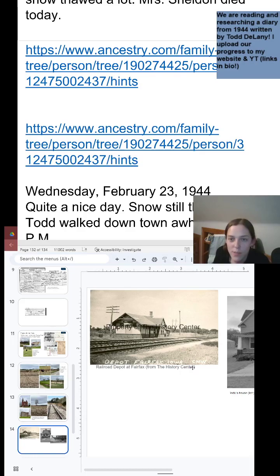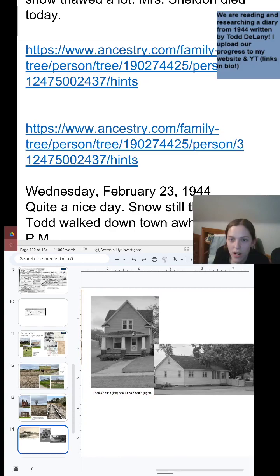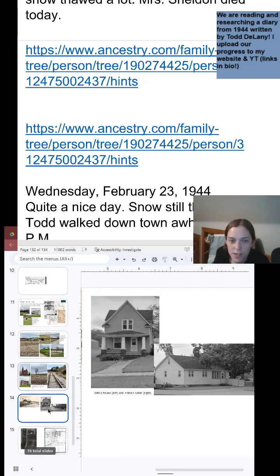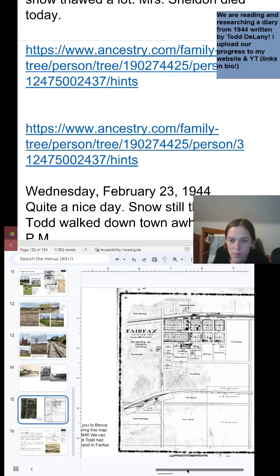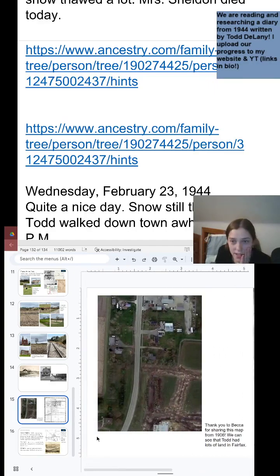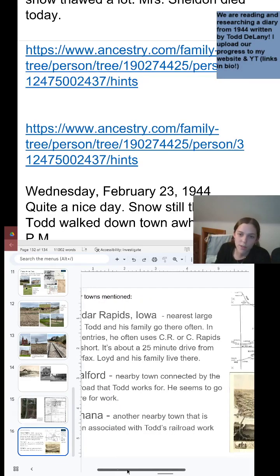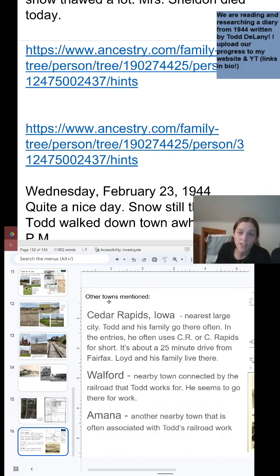This is the railroad depot. I found that on one of the Historical Society websites. And then these are Todd's house and Edna's house. These are some overhead views, like this is the town of Fairfax. You can barely see it because it's pretty small on the phone, but this is Todd Delaney's land, or it might be his father's land because they're both Thomas. And then this is an overhead shot of that same street. And then these are some other towns that were talked about. I haven't really added to this list in a while because I was making this list when we didn't know what town Todd was from.